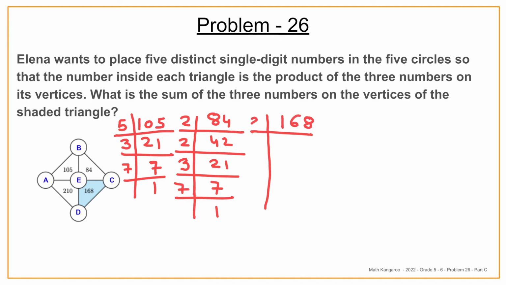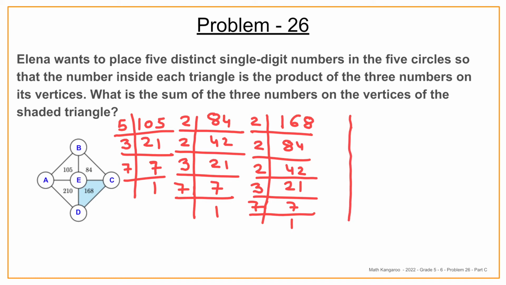So we divide by 2 gives 84. We divide by 2, we get 42. We again divide by 2 gives 21, and 3 times 7 gives 21, and 7 times 1 gives us 7. Factors for the last number. So we have 110.